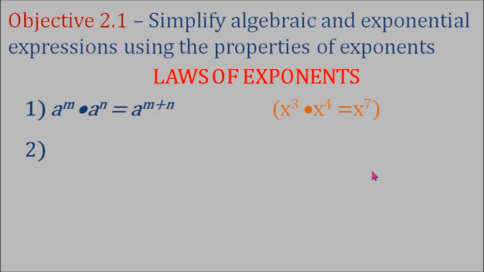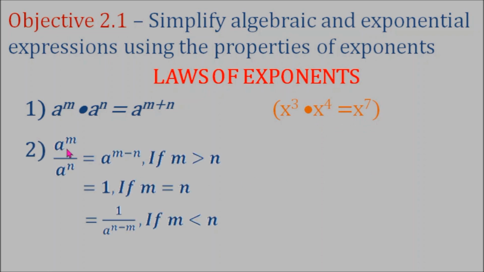Number 2: a to the m over a to the n equals a to the power of m minus n, if m is greater than n. That's the exponent of the numerator is greater than the exponent of the denominator. For example, x to the power of 8 over x to the power of 3 is equal to x to the power of 5. We subtract the exponents, that's 8 minus 3.